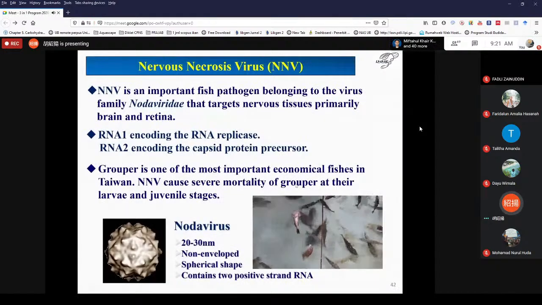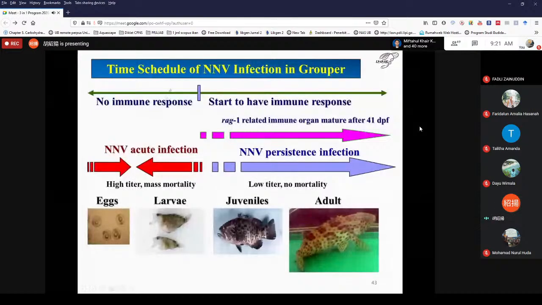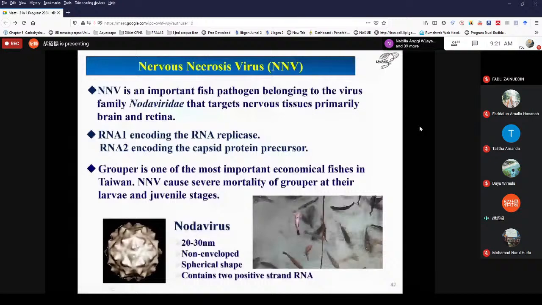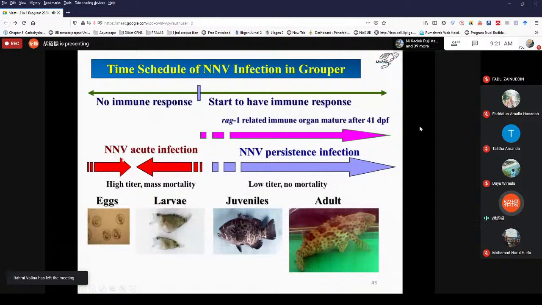But if you check the schedule of NNV infection in groupers, in this stage we call it NNV acute infection. It causes mass mortality. I remember that the mortality rate is more than 90%, even more than 95%. But after the fish grows up to the juvenile stage or adult stage, the symptoms will reduce. It means the fish can survive. So there's no mortality. In this stage, we call it NNV persistent infection.